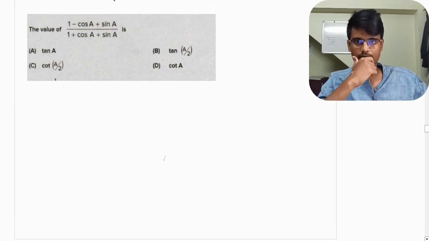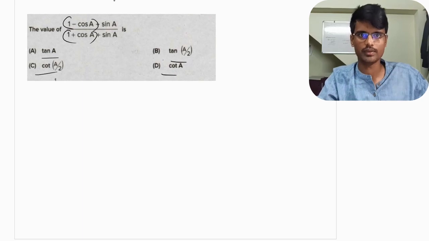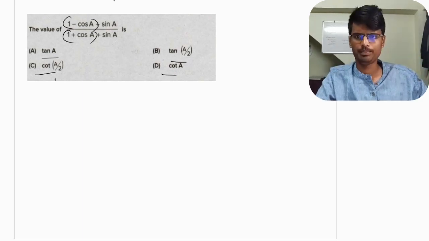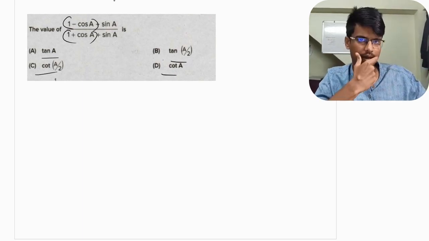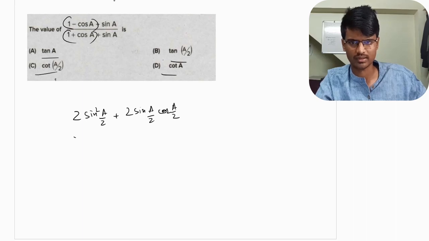So how can we solve this? 1 minus cos a, 1 plus cos a, and we want it in terms of tan or cot, the options. Looking at 1 minus cos a, I can remember a formula, that is 2 sine square a by 2. Sine a can be written as 2 sine a by 2 cos a by 2. Right? Let's try and see.